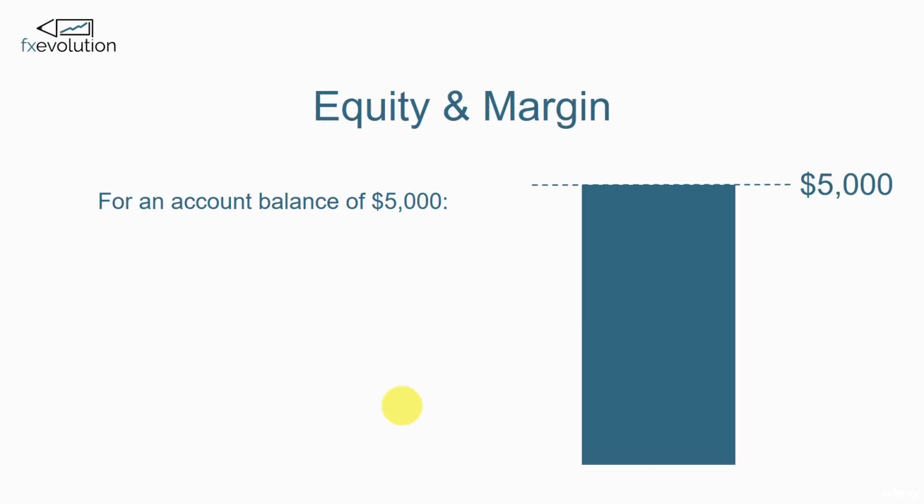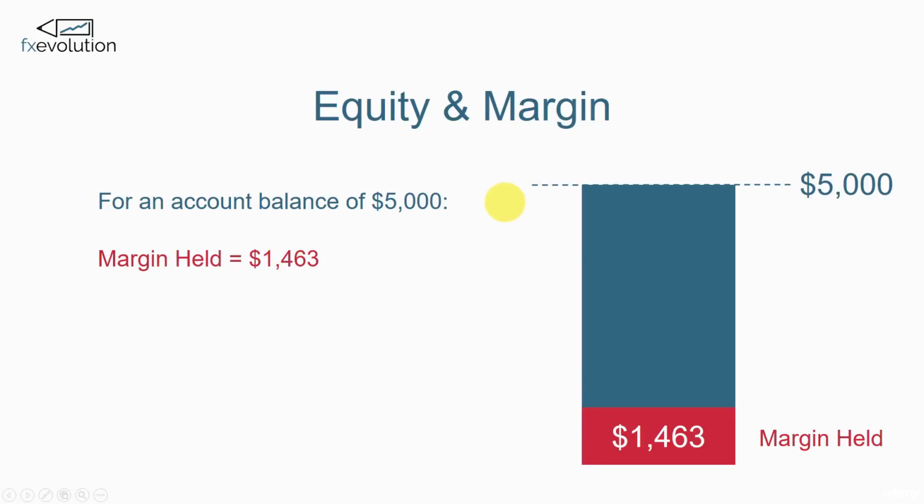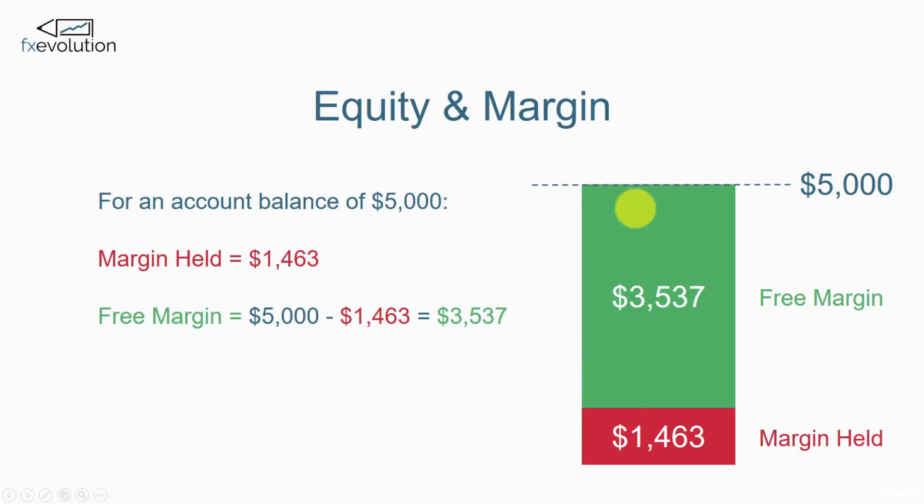So let's take a look at that in a $5,000 trading account, which is typical for a lot of people to open initially. If we were to buy one lot of Great British Pound, the margin held would be $1,463. The remaining amount in our account will become what's called free margin. Free margin can be calculated by taking the equity in the account and minusing the margin held, giving us a total free margin, in this case, of $3,537.